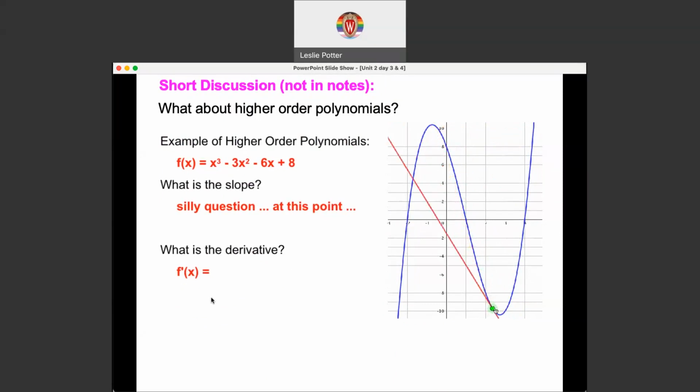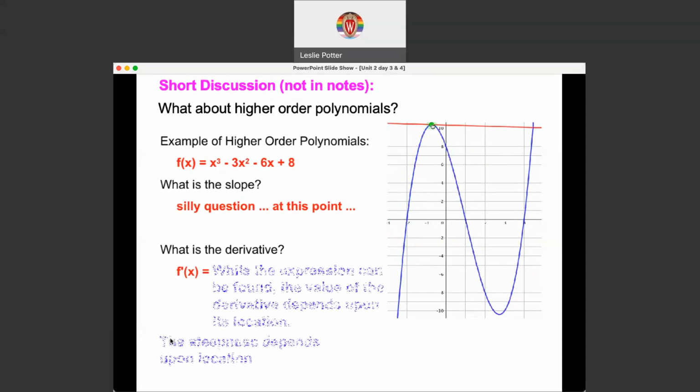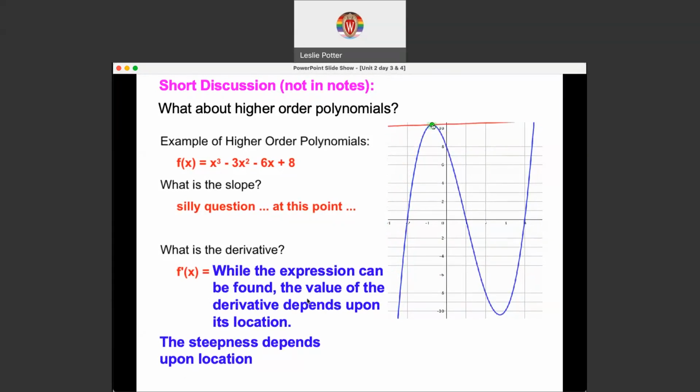It goes from a positive value to a negative value, has a couple 0 values, right? Back to a positive value. It's steep sometimes, it's flat sometimes. It depends upon where you are. So what's its derivative? Well, now we have to do the limit method. It depends upon what location we're looking at, okay? So while the expression can be found, the value of the derivative depends upon its location, right? We see lots of different values for the slope of that line. Okay, the steepness depends upon location.